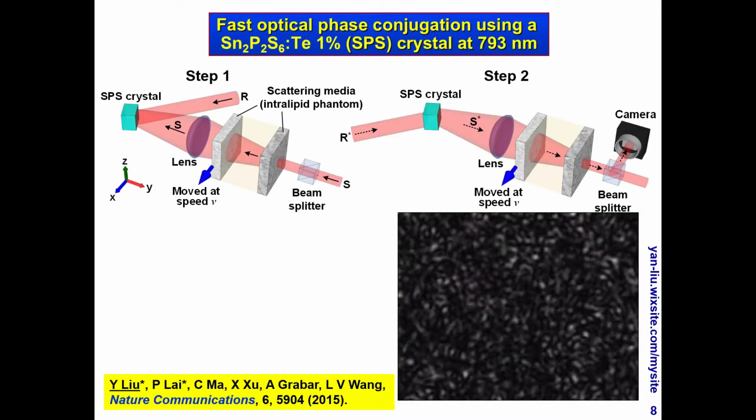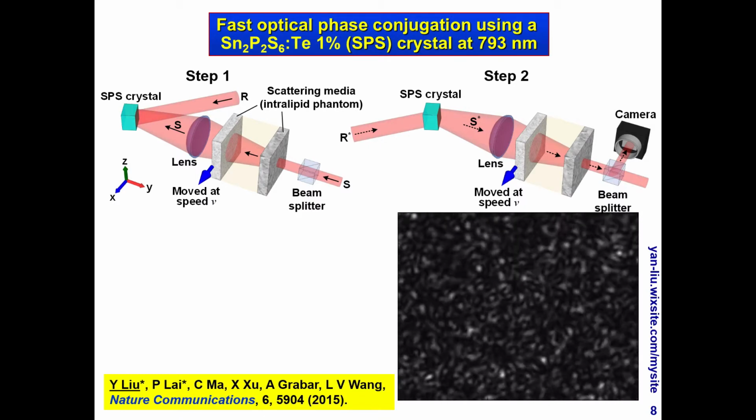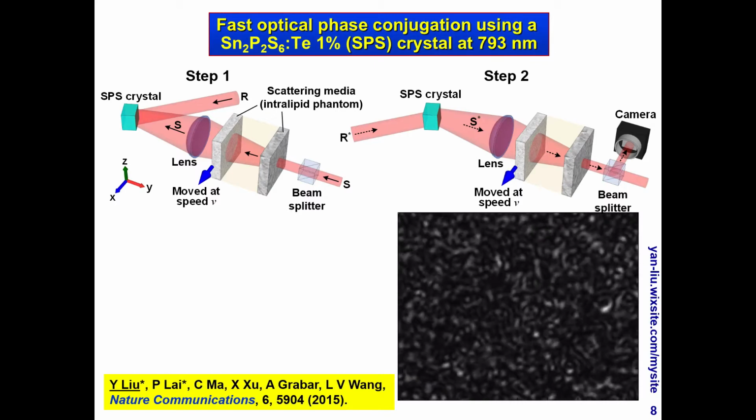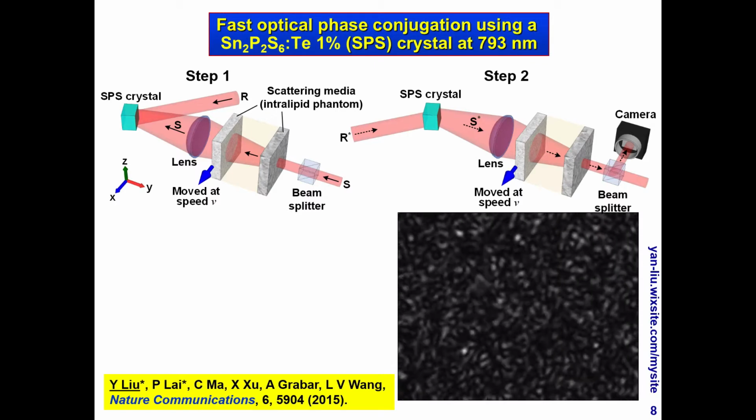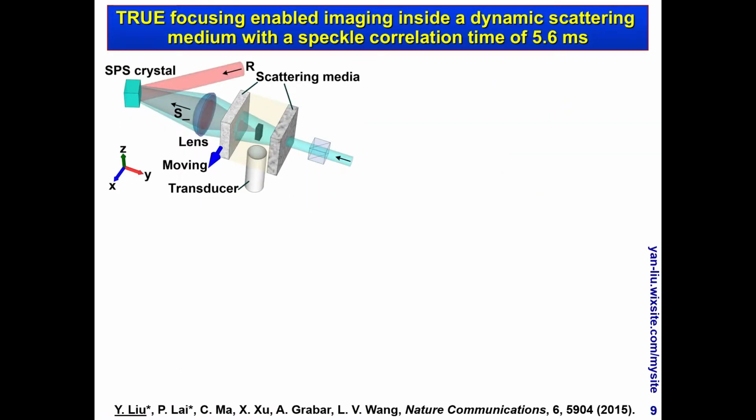During the experiments, we moved our scattering medium to create these time-varying speckle patterns to mimic the dynamic nature of speckles within living tissue. These images show that we achieved optical phase conjugation when the sample is static and also when the sample moves fast, corresponding to a speckle correlation time of 5.6 milliseconds. Using this crystal, we also demonstrated TRUE focusing enabled imaging inside the dynamic scatter medium with a speckle correlation time of 5.6 milliseconds.